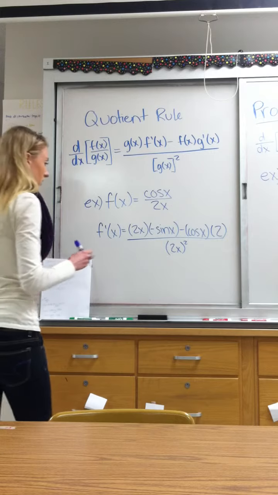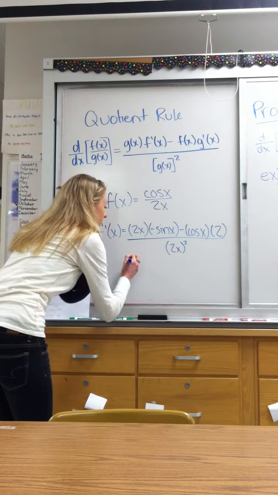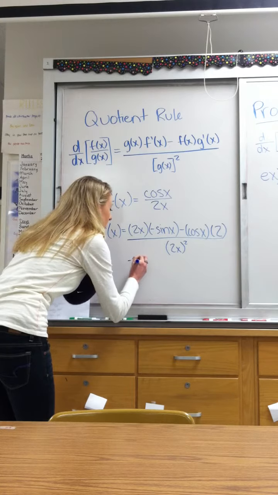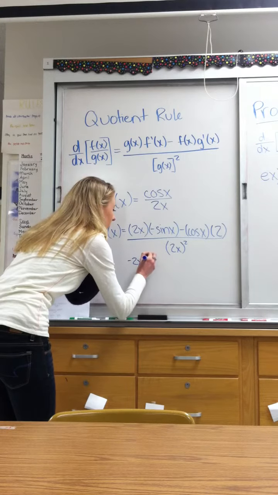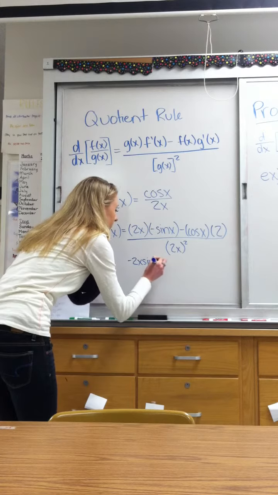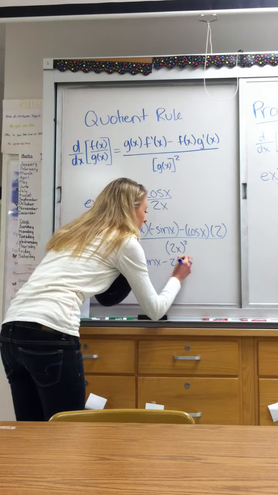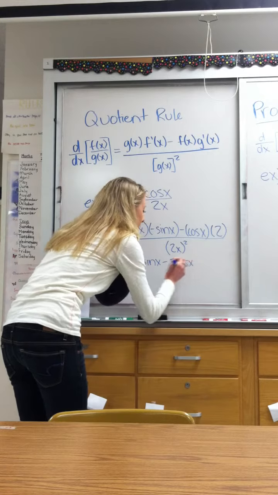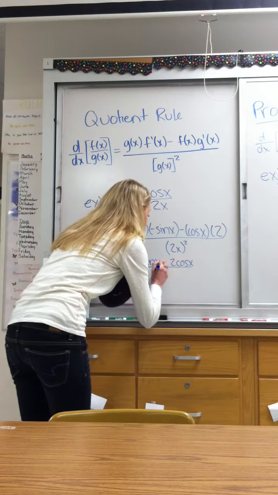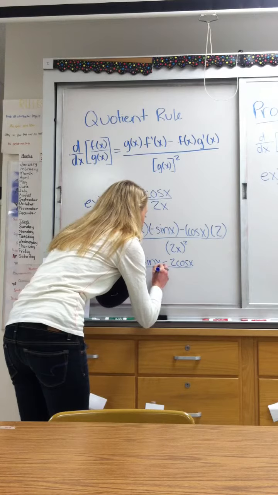So now we can multiply out. We have negative 2x sine x minus 2 cosine of x over 2x squared.